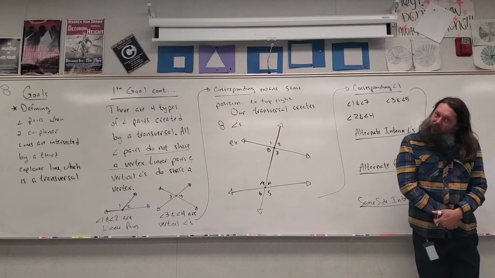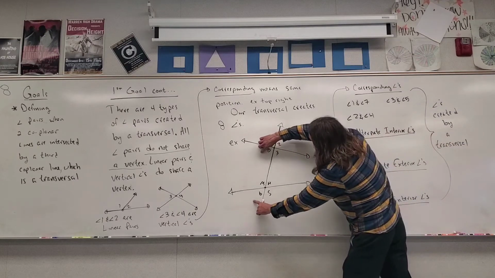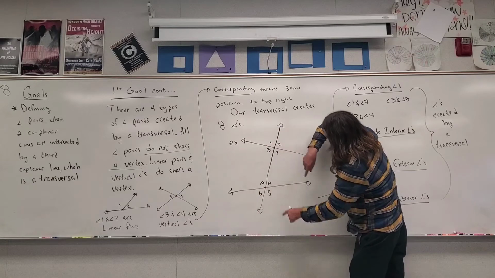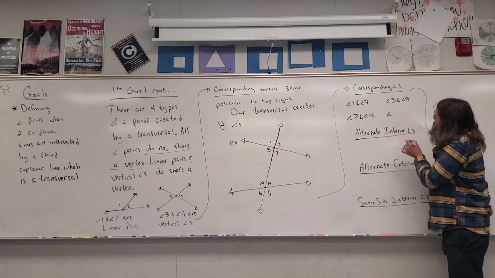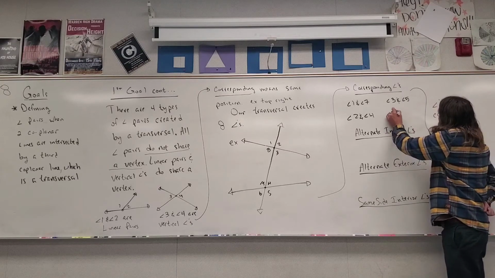And my last pair of corresponding angles are on the bottom left. Angle 8 and angle 6, they do not share a vertex and they're in the same position, so that makes them corresponding angles. And again, these are created by a transversal. So angle 8 and angle 6.